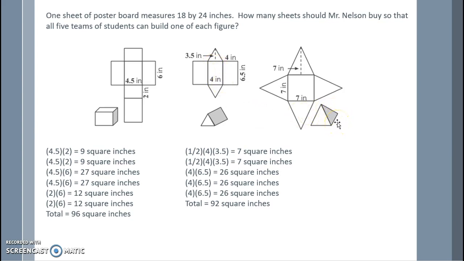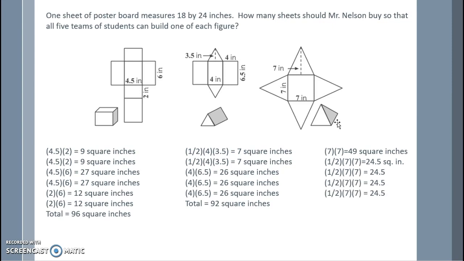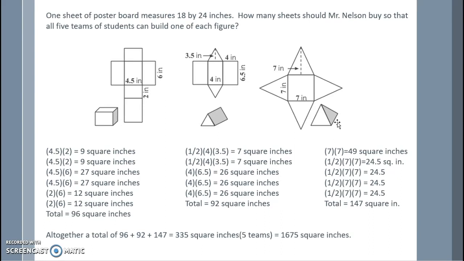And then we have the square pyramid. We'll start with the square in the middle, which is 7 by 7. And then we have 4 triangles surrounding our square. So half times 7 times 7, and 3 more of them. So altogether, this square pyramid is 147 square inches. Altogether, then, we have a total of 96 plus 92 plus 147 for 335 square inches.